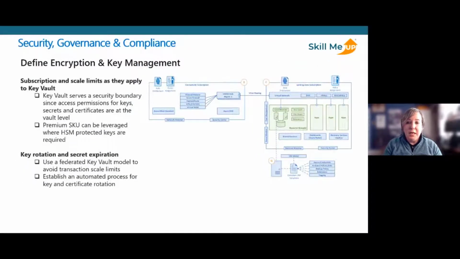In terms of compliance, you'll want to figure out, like I said, those scale limits and subscription limits. They'll apply to things like Key Vault. So Key Vault will serve as that security boundary. It's a single access permission for keys, secrets, and certificates at the vault level. So I work with customers who will deploy one in their primary region. All of their secrets will go there. And then what they'll do is they've got automation that will take those secrets and copy them to different regions.